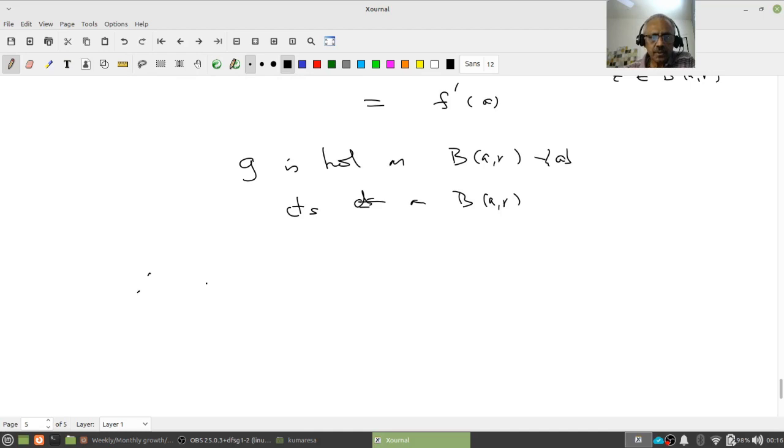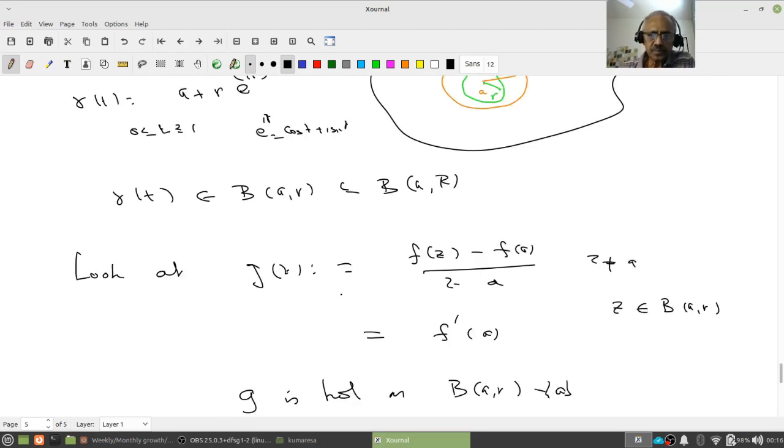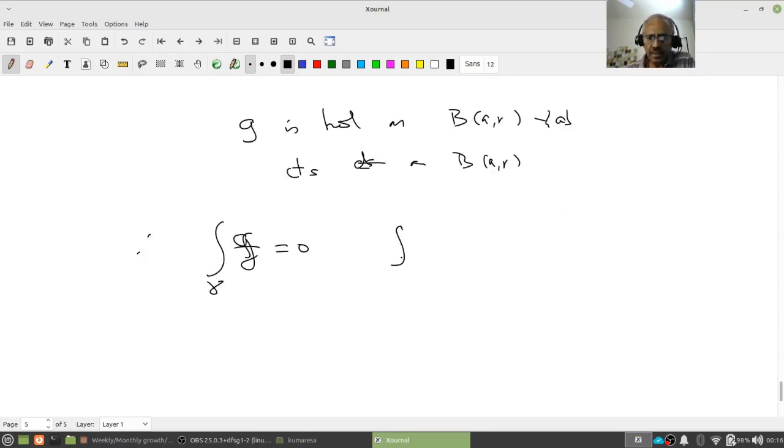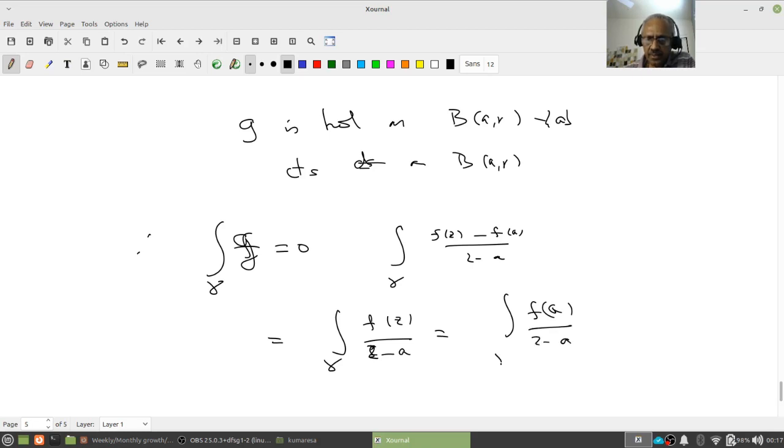Therefore, what do I know? The integral of g over gamma is 0. But what is the integral of g? It is the integral over gamma of (f(z) minus f(a)) by (z minus a). You can think of this as the integral of f(z) by (z minus a) over the circle gamma, minus the integral of f(a) by (z minus a) over the circle. This is f(a) times the integral of 1 by (z minus a) over the circle gamma, which you can compute to be 2 pi i.